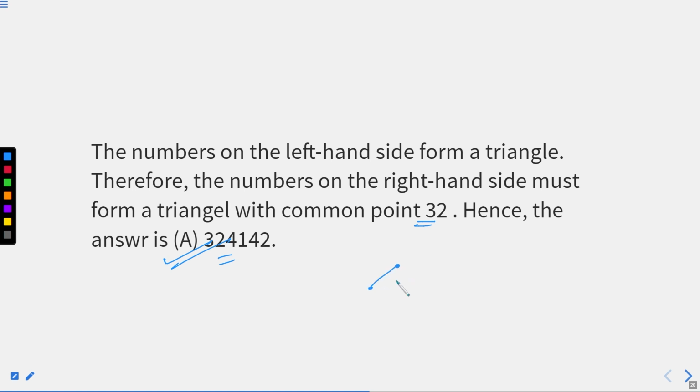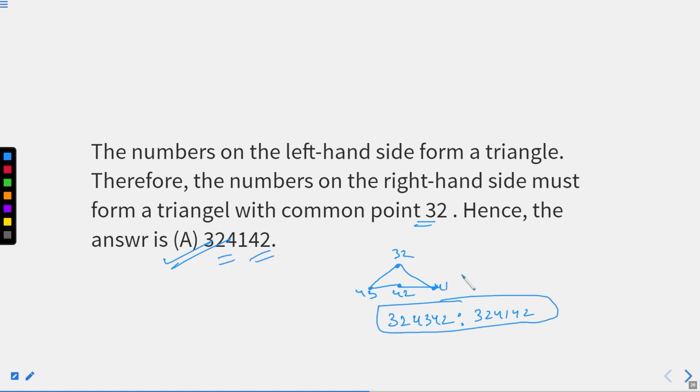So, the triangle that they follow is 32. Here we have some other number. This is 32, 41. This is 42. This is 43. So, the option becomes 32, 43, 42 is to 32, 41, 42. This is the answer. You can check here as well. I hope you don't find any problem till here because we have answered them very briefly.